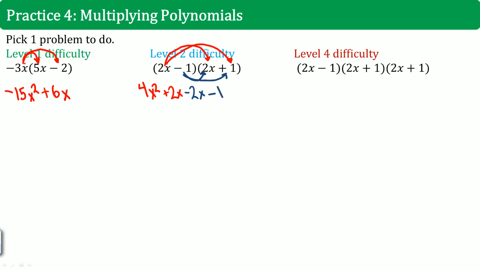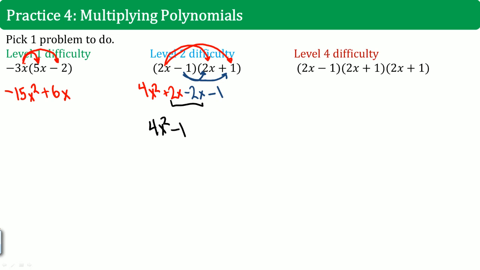There are some like terms that you should notice. These two are like terms. 2x minus 2x becomes 0x. But again, do we ever write the 0x? No, this just disappears. So all you have left over is just the 4x squared and the minus 1. The in-between ones disappeared. All right, this is not a level 3, it's a level 4. Harder question, but it's still doable.